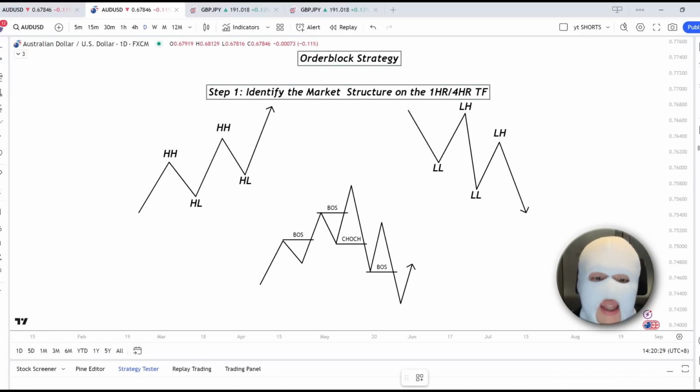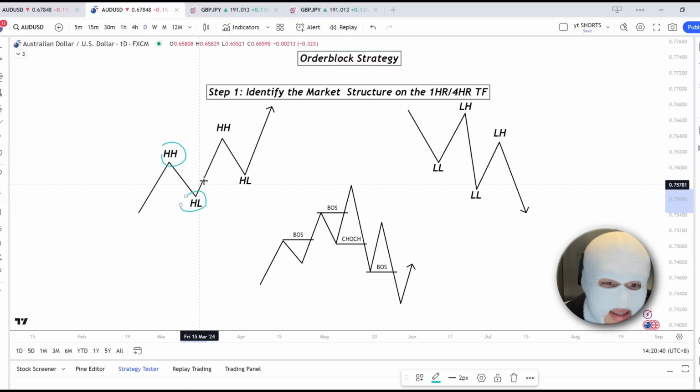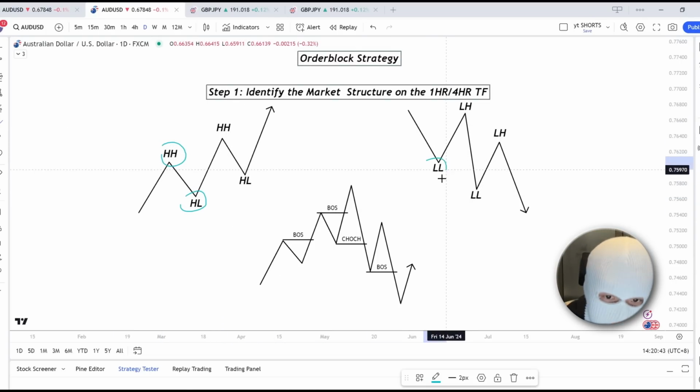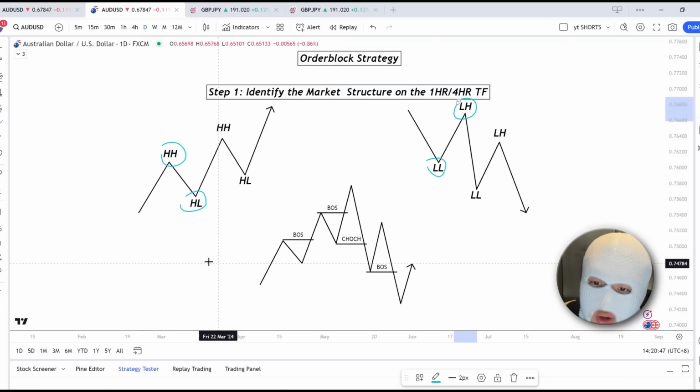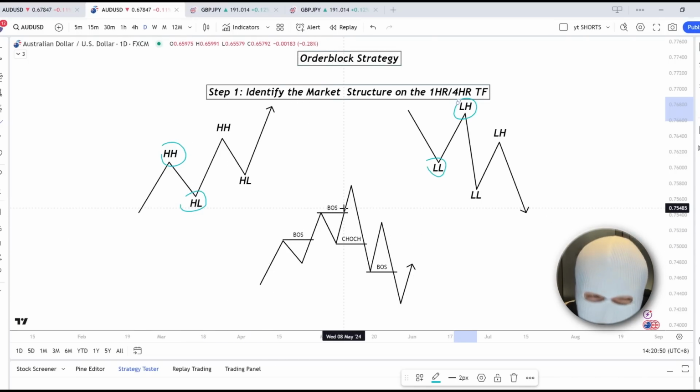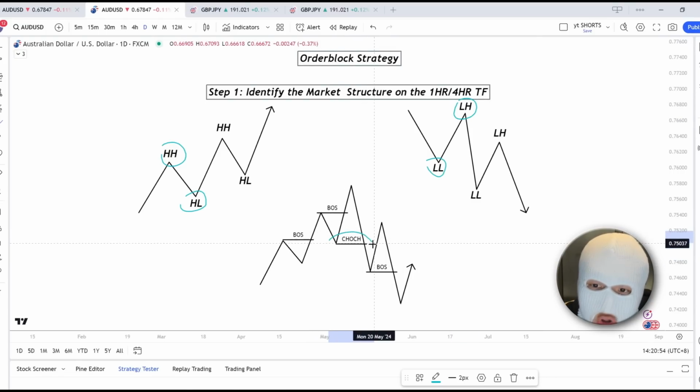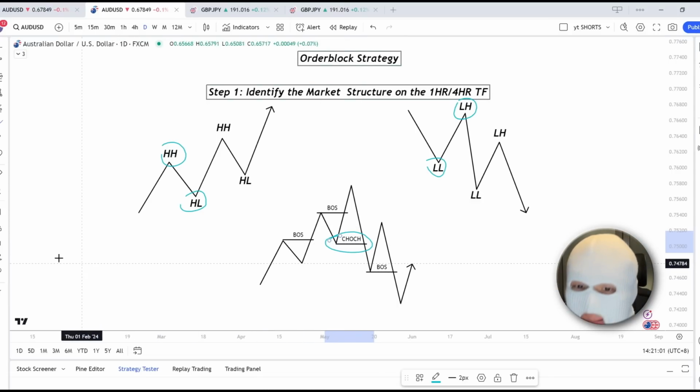Step 1. Identify market structure on the 1 hour or 4 hour time frame to determine your market trend. Just a recap for those of you guys here that are new. An uptrend is where you have higher highs and higher lows, whereas a downtrend is where you have lower highs and lower lows. A break of structure happens when you create a higher high in an uptrend and a lower low in a downtrend. Whereas a change of character is a reversal pattern that occurs when there is a break of a higher low in an uptrend and a break of a lower high in a downtrend.